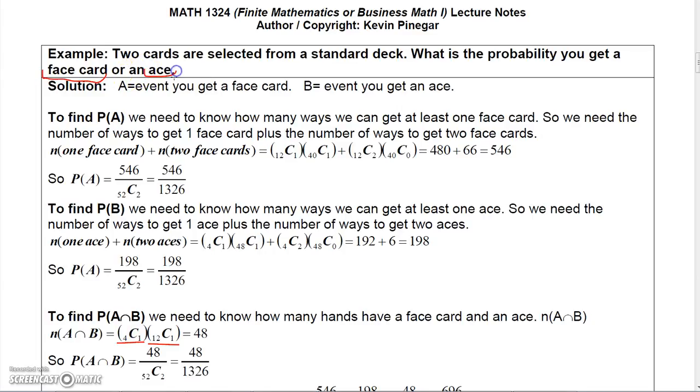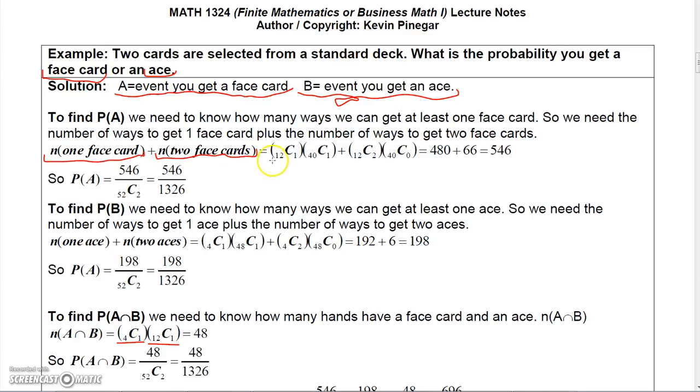So what I have to do is let A be the event that you get at least 1 face card, and let B be the event that you get at least 1 ace. To find the probability that we get at least 1 face card, we have to find the number of ways to get 1 face card and the number of ways to get 2 face cards and add them together.